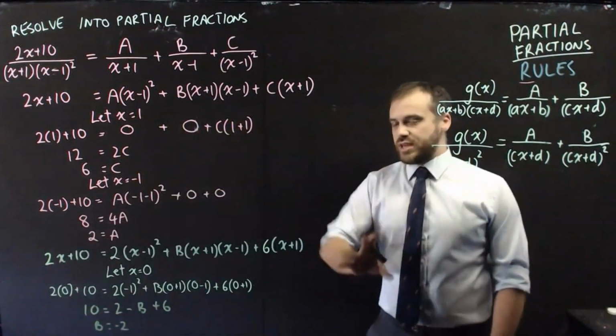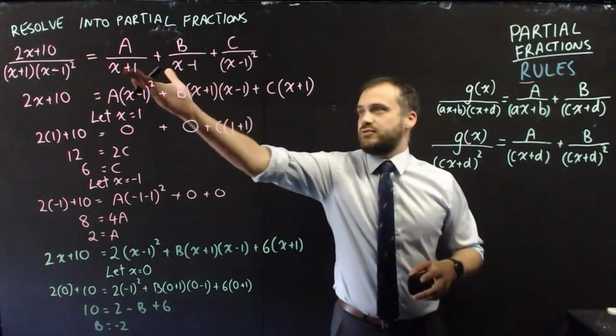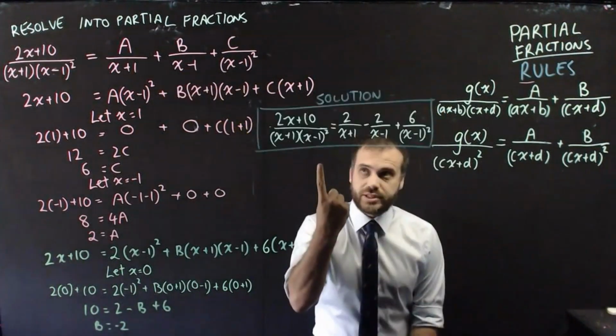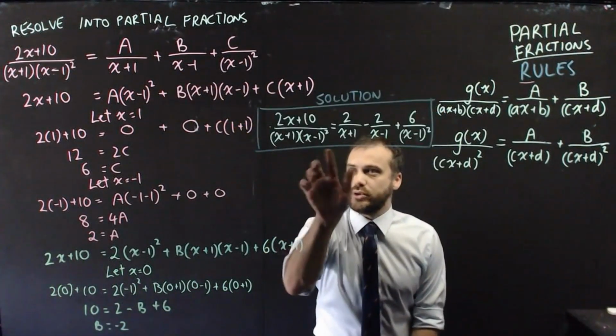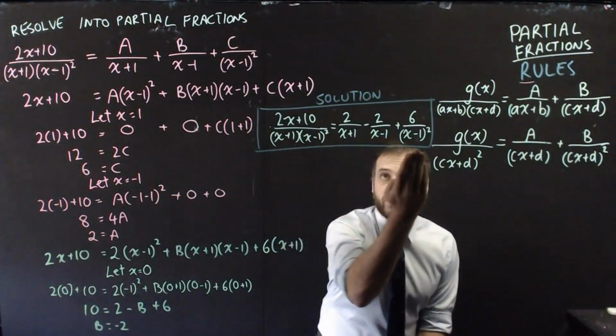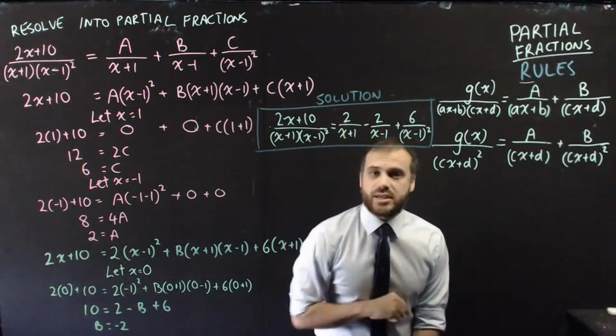We are finished. We can write this now as this full partial fraction. Complete solution, 2x plus 10 over all of that is equal to all of this, a, b, and c values there.